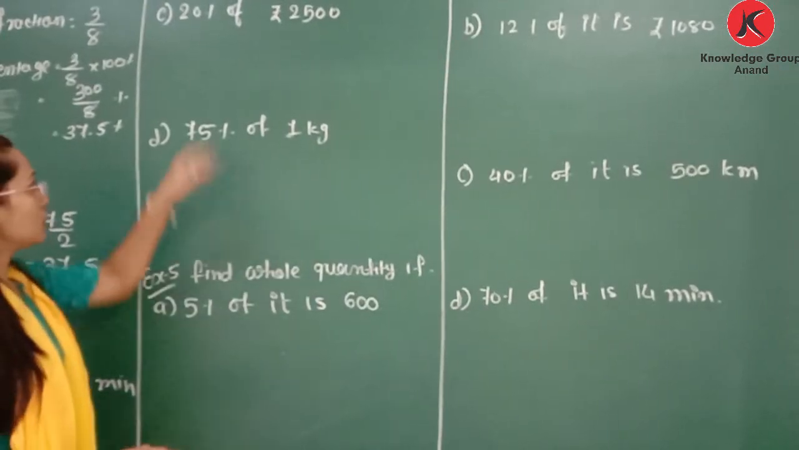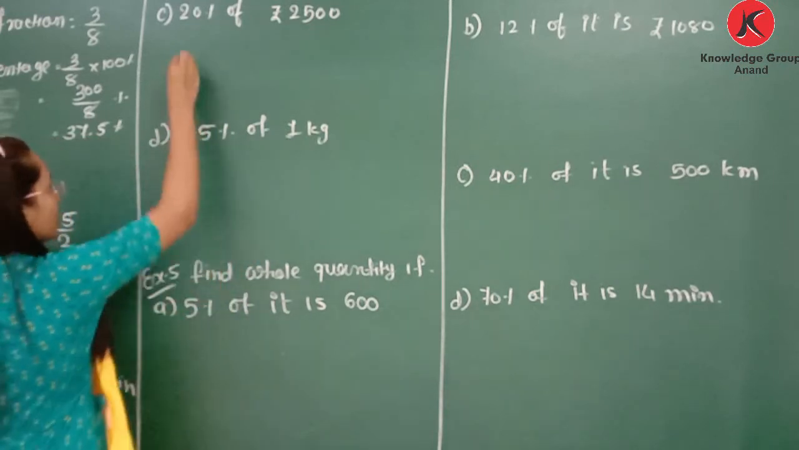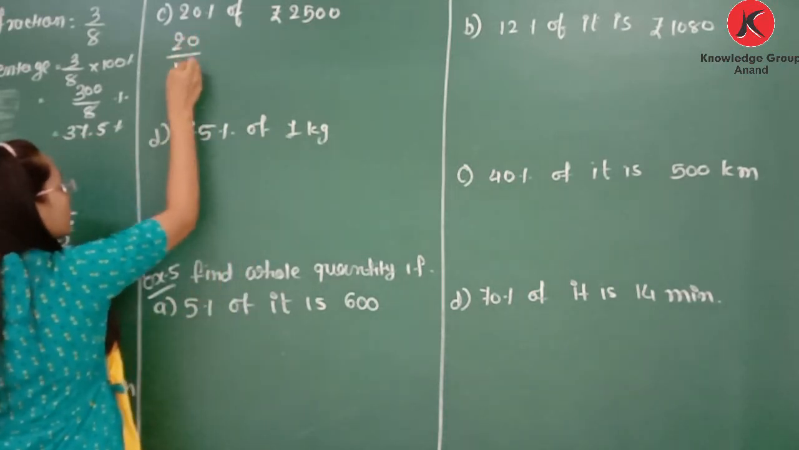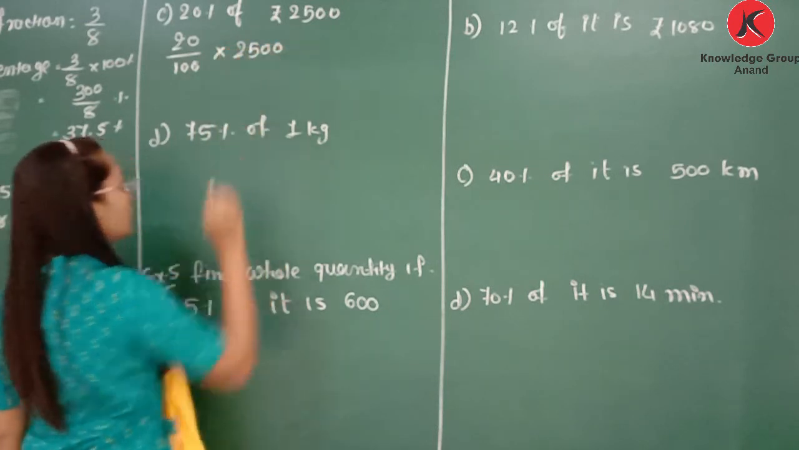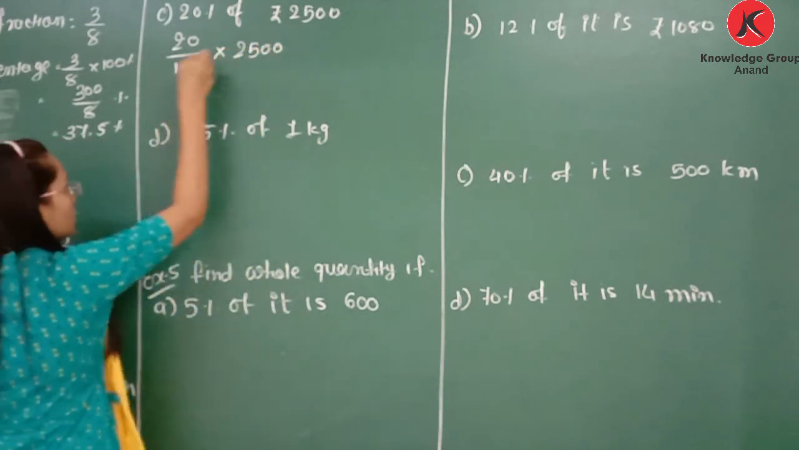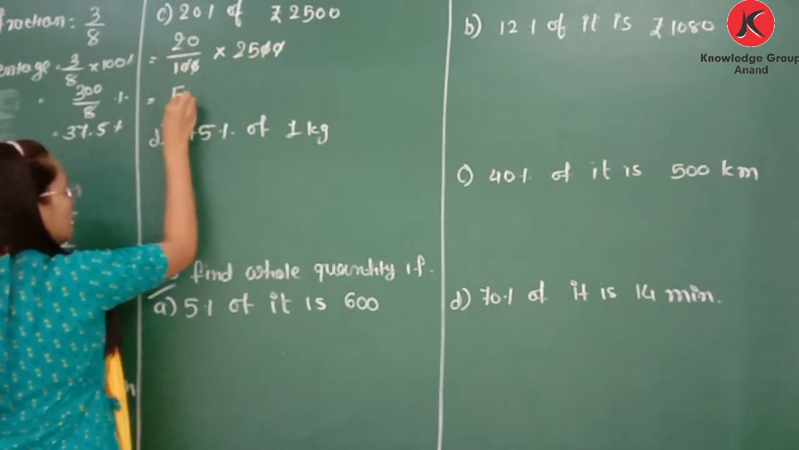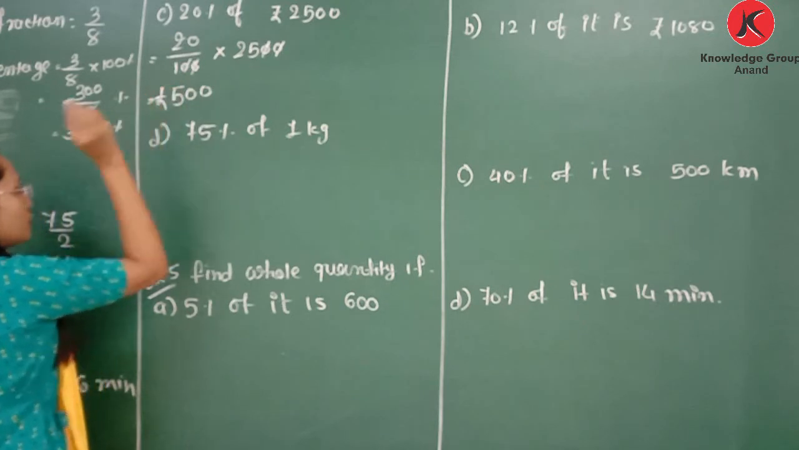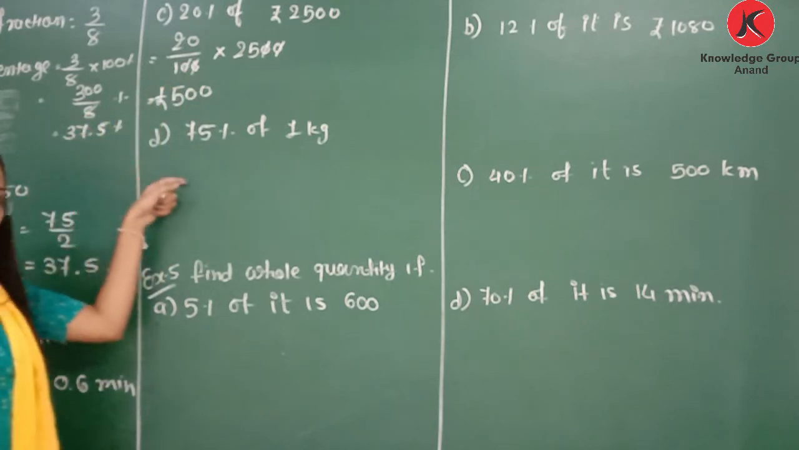Now next one, 20% of 2500 rupees. So 20% means 20 divided by 100, of means multiplication, 2500. Now here we can write 20 times 25, so it is 500 rupees. So 20% of 2500 is 500 rupees.